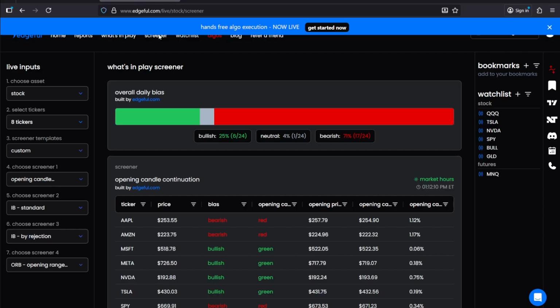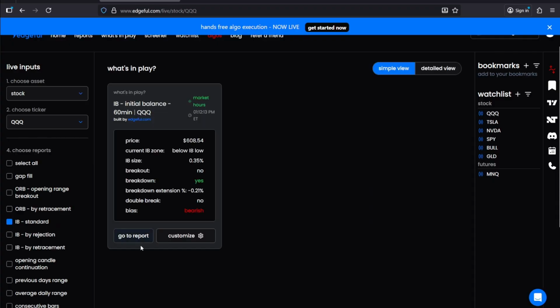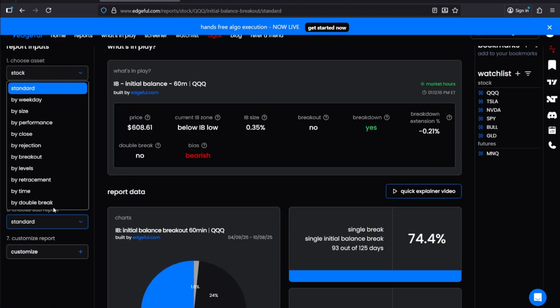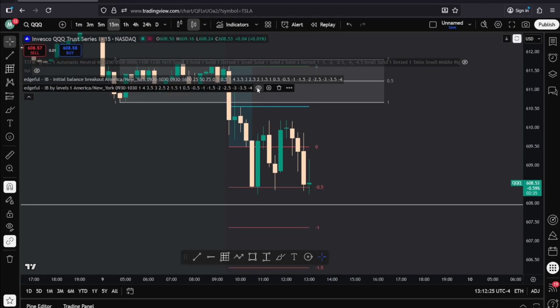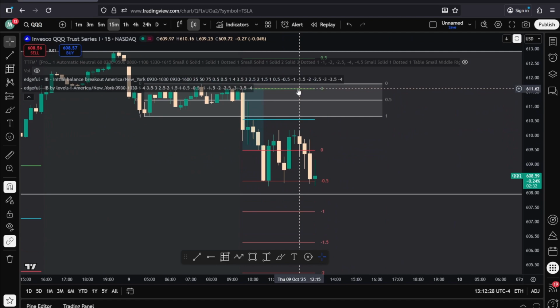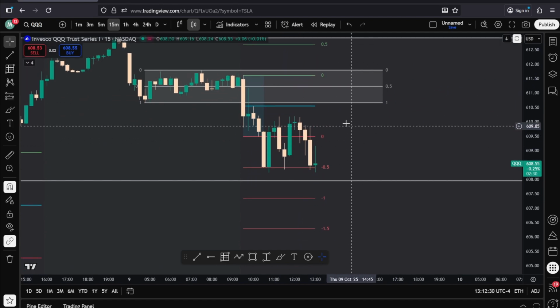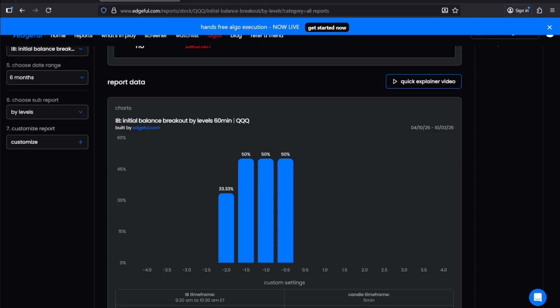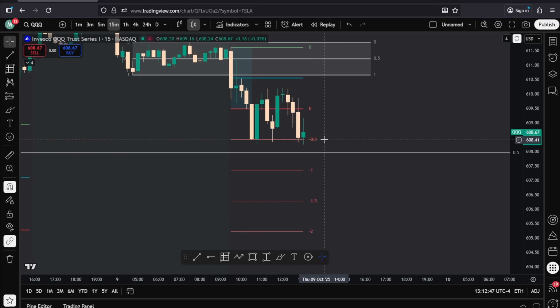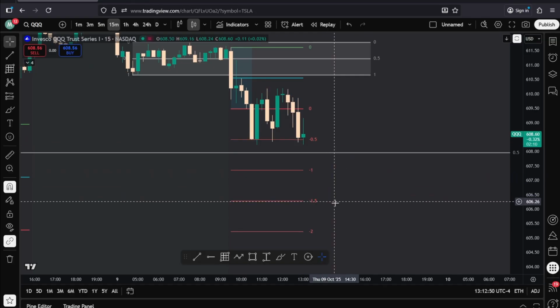The next thing that I want to add on the initial balance, I'll go back to QQQ, go to initial balance report, and we're going to go down to the buy levels. What this tells us is what are the chances that we proceed to these standard deviations. Standard deviations are just the size of the initial balance. Half a standard deviation is half the initial balance, also 50%. One standard deviation, one initial balance, and so on and so forth. Our percent chances of proceeding further past the initial balance are pretty low: 50, 50, 50, and then 33.3%. That's us going to half a standard deviation, one standard deviation, 1.5, 2.